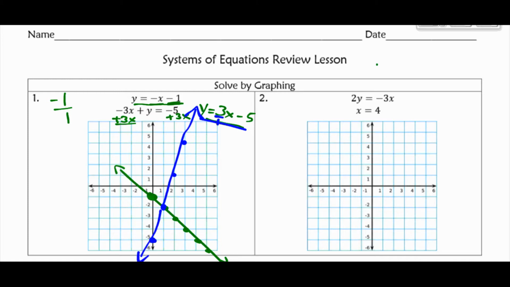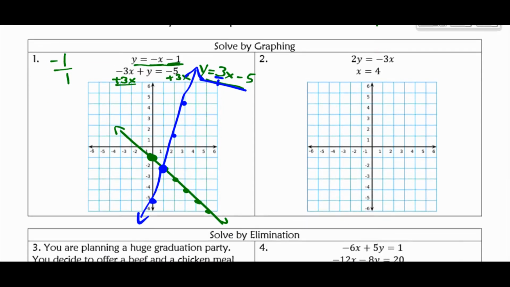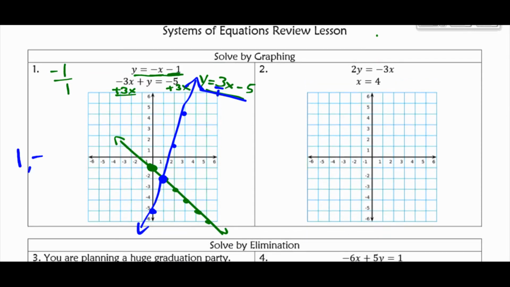Actually, you can see right from that second point, we have our solution. Our intersection of those two lines is at (1, negative 2). The solution to a system of equations is wherever the lines meet, wherever those two lines intersect.